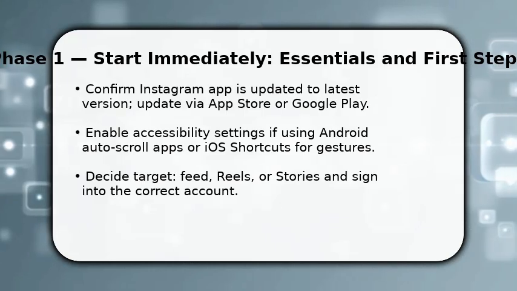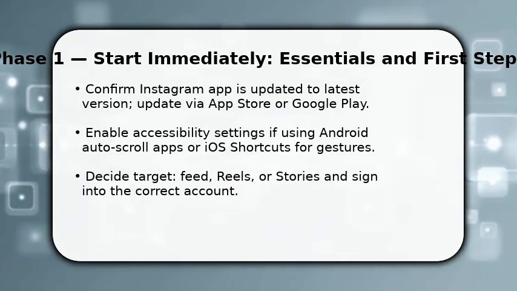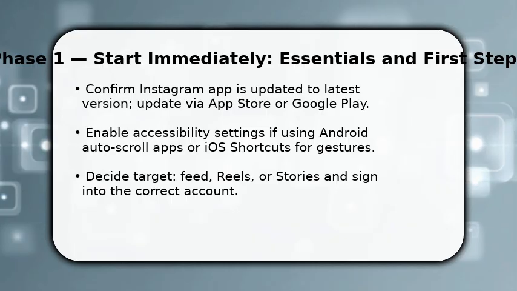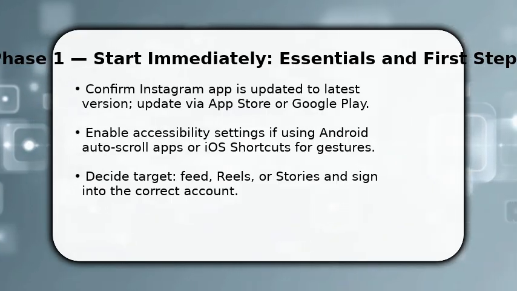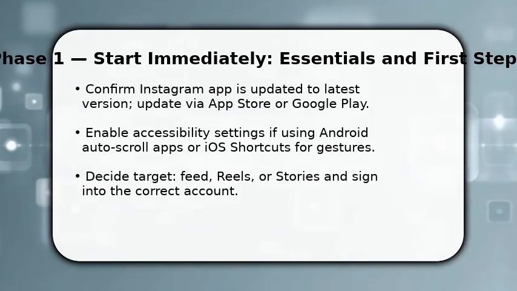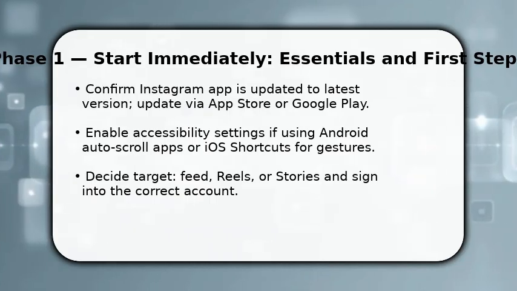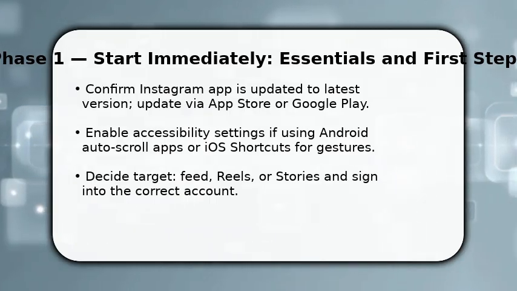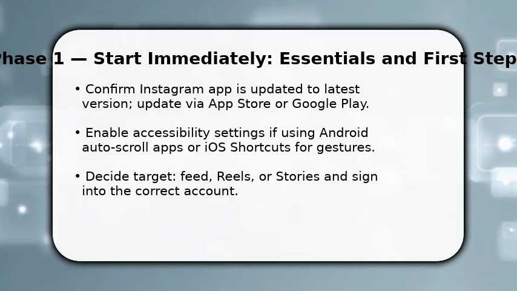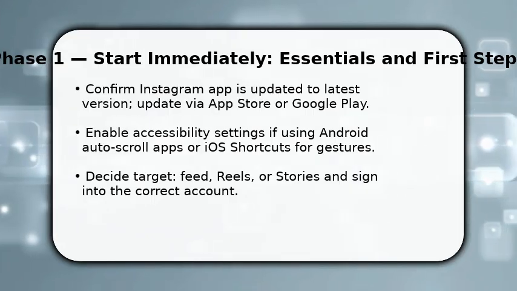Enjoy the video. You'll start immediately by verifying prerequisites: app version, accessibility permissions, and the content target. Open Instagram and confirm it's updated. This avoids behavior changes. Next, enable accessibility on Android or allow shortcuts on iOS so automation can interact.